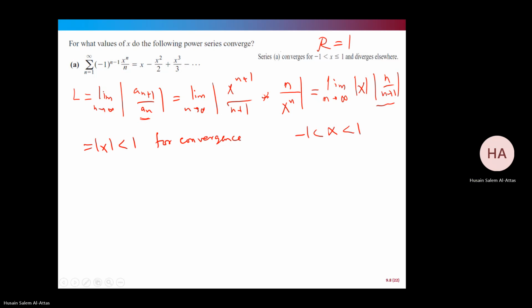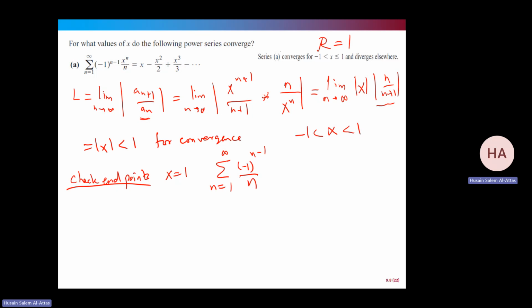Okay. So now check endpoints. X equal 1. You have the summation n equal 1 to infinity of minus 1 to the power n minus 1, times 1 to the power n, over n, which is 1 over n. That will be the alternating series, the known alternating harmonic series, which converges.